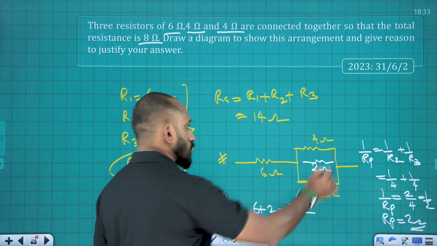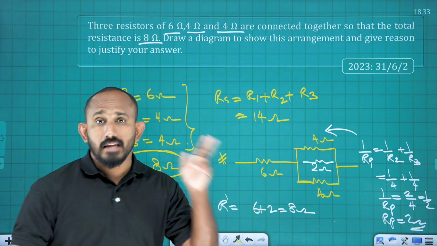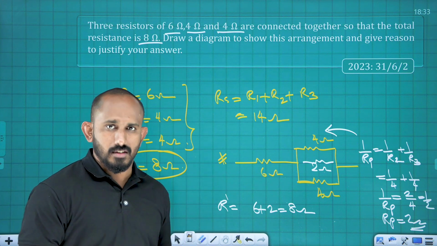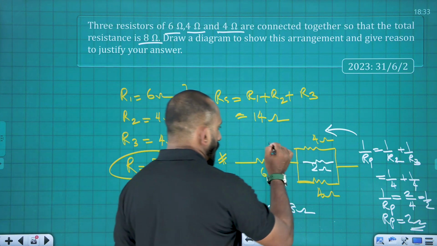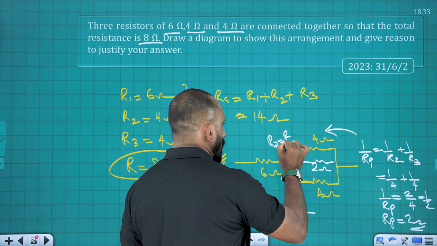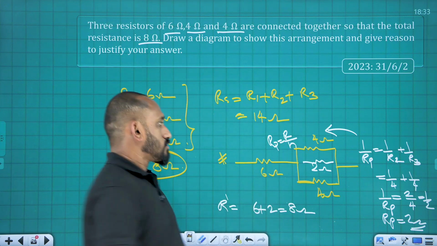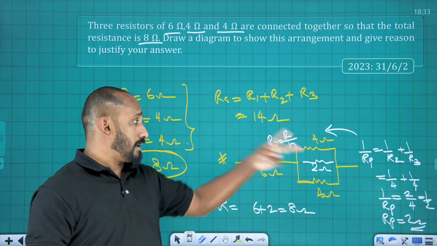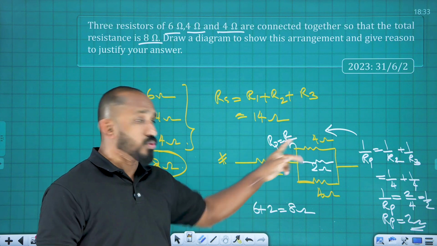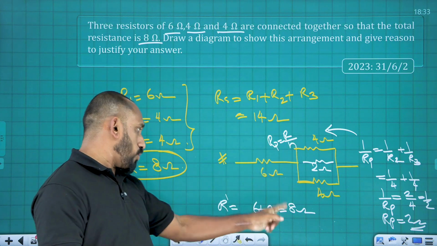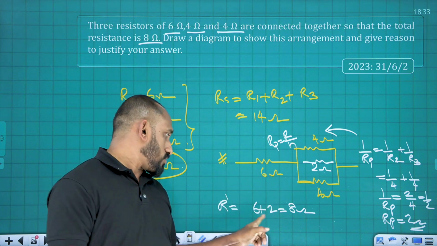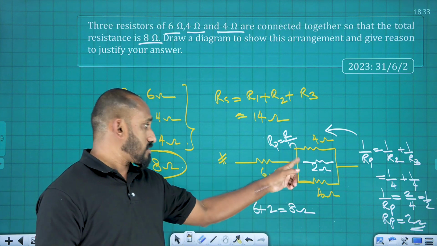It's a shortcut. What is the shortcut? If we have same values of resistors, similar resistors connected in parallel, then Rp is equal to R by N. So 4 ohm, R by N, N is 2. So 4 by 2 is 2 ohm. Rp is 2 ohm. That 2 and this 6 in series. So total is 6 plus 2, 8 ohm. So this is the circuit diagram we can say.